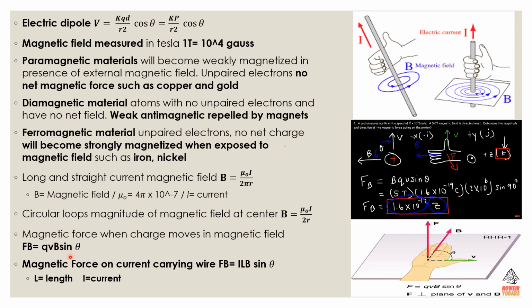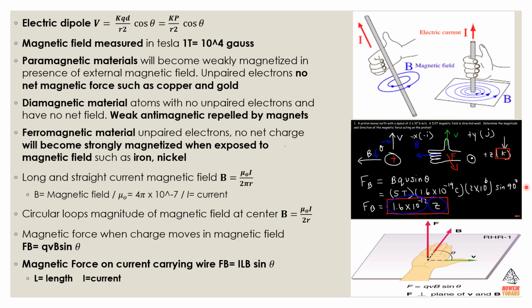And then there's the magnetic force when charges move in the magnetic field. In order to calculate this, let's look at an example. You have a proton and you need to calculate the magnetic force on this charge. We're given B equal to 5 T, that's the magnetic field, times Q, the charge. The electron charge is 1.6 times 10 to the power of negative 19, and the V is equal to 2 times 10 to the power of 6.